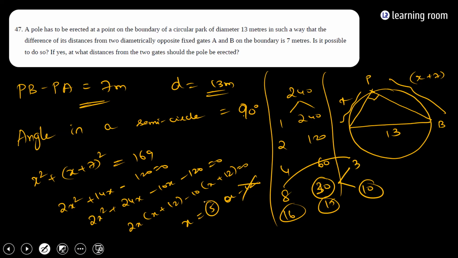So when x is 5, x plus 7 will be 12. And we know the fact that 5, 12 and 13 are Pythagorean triplets. And this kind of a scenario is possible. Did you understand or not? Yes, sir. It's a good problem.